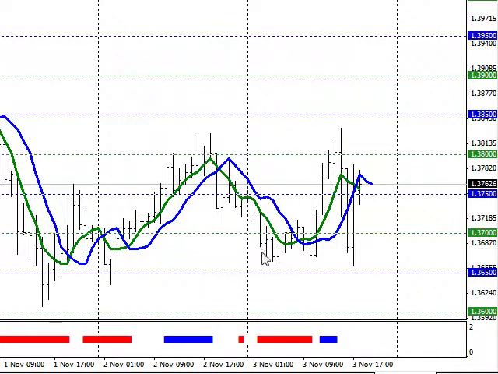There's definitely some indecision here in the market. Just don't know what they're up to. It's tomorrow's non-farm payroll, and if you look at the action, today looked like non-farm payroll.